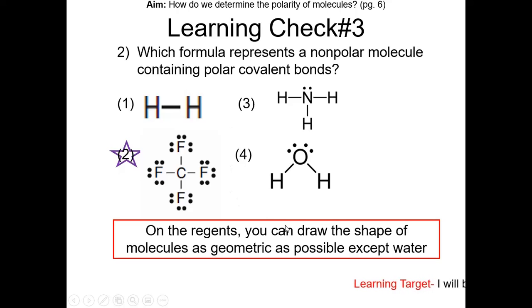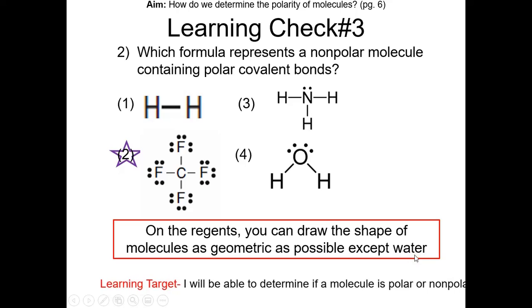On the regents, you can draw the shape of the molecules as geometric as possible except water. So that will help you determine if the molecule is polar or nonpolar using horizontal and vertical symmetry.